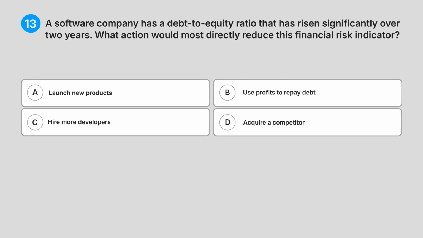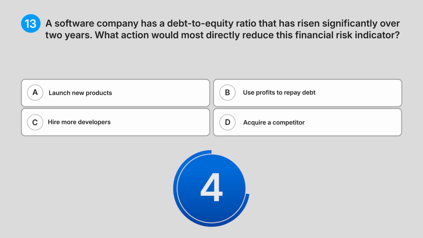13. A software company has a debt-to-equity ratio that has risen significantly over 2 years. What action would most directly reduce this financial risk indicator? A. Launch new products. B. Use profits to repay debt. C. Hire more developers. D. Acquire a competitor. Can you guess the answer?